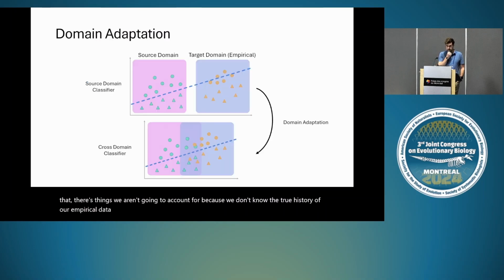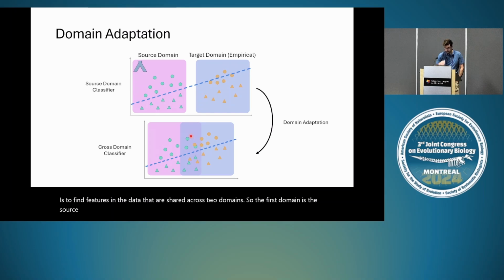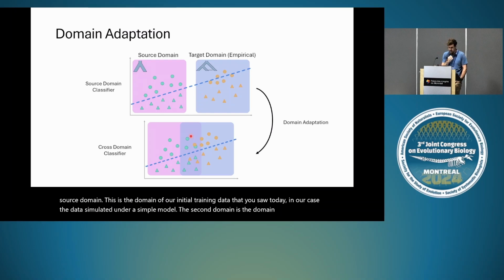So an exciting possibility is to apply something called domain adaptation. In domain adaptation, the goal is to find features in the data that are shared across two domains. The first domain is the source domain. This is the domain of our initial training data that you saw today, in our case, the data simulated under a simple model. The second domain is the domain of our empirical data.